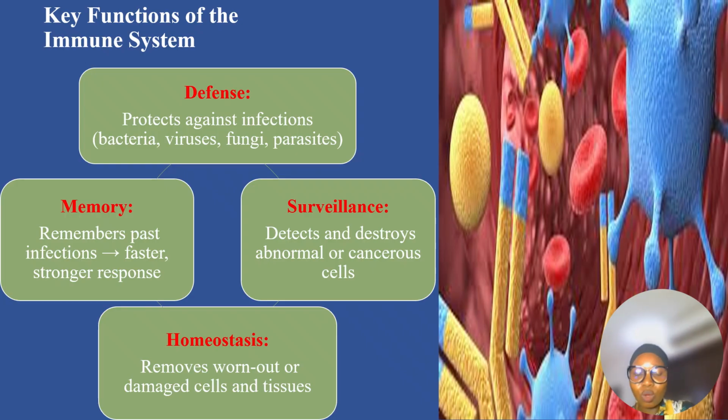So it means that we have some cells that defend, and we have some that survey. Those that survey will detect the abnormal cells, the cancerous cells, and present them. We'll still get there. But basically, know that the key functions of the immune system are defending, surveying, homeostasis, and also building memory.